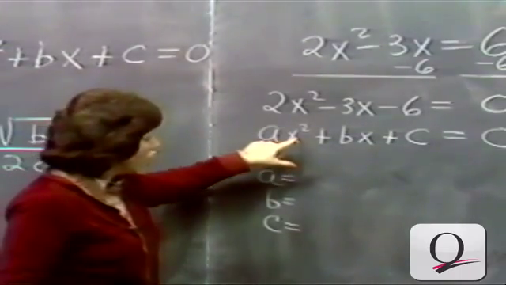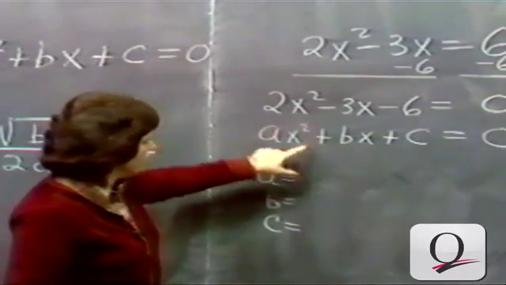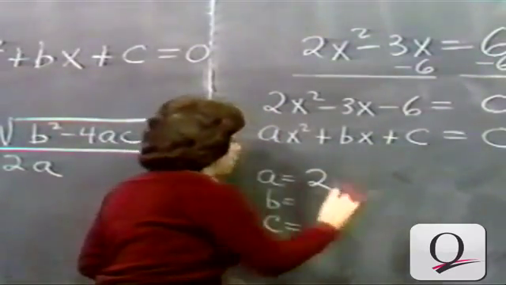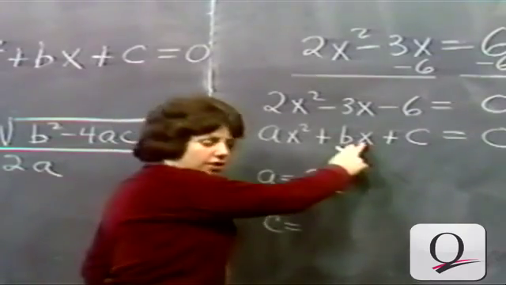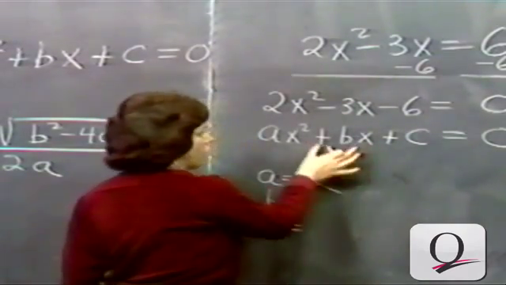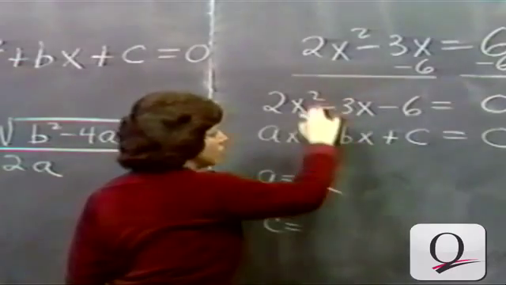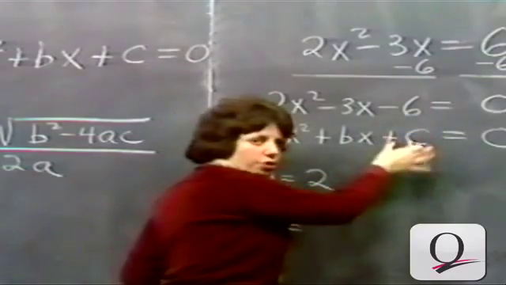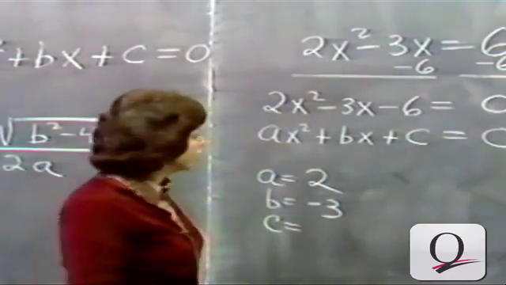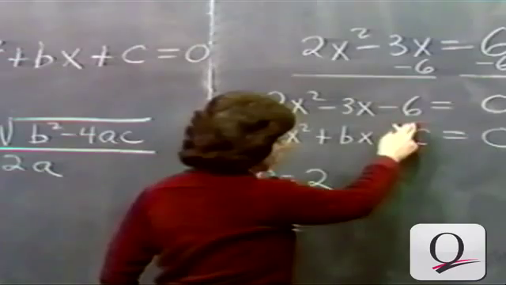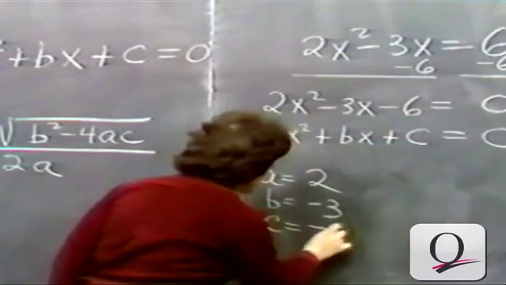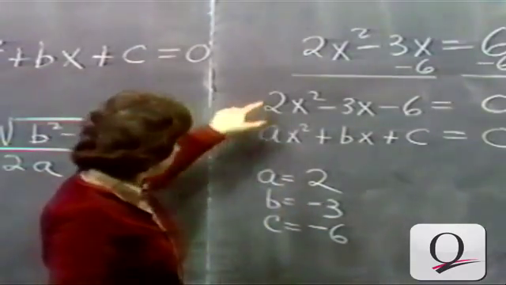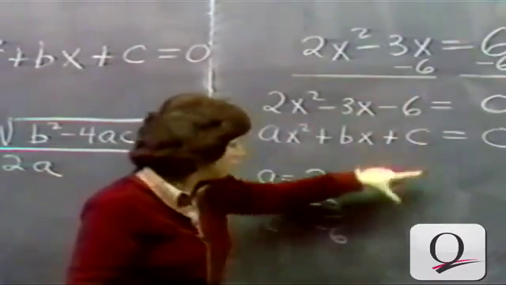Okay, a is the coefficient of x squared, the coefficient of the quadratic term. Here we see a is equal to 2. b is the coefficient of the x term, or the first degree term, with the sign. Here we have b is minus 3. And c is the constant term. When we have the quadratic equation in standard form, c is equal to minus 6. And don't forget to include the signs in a, b, and c. a is plus 2, b is minus 3, c is minus 6.